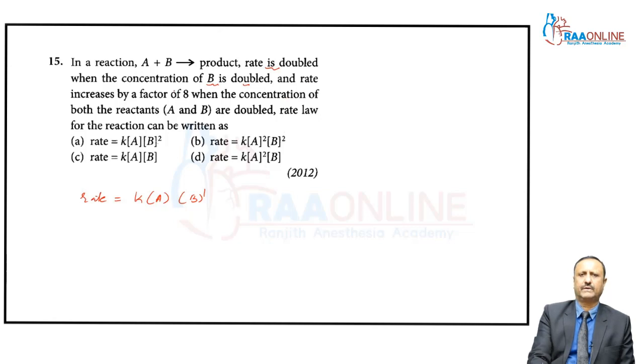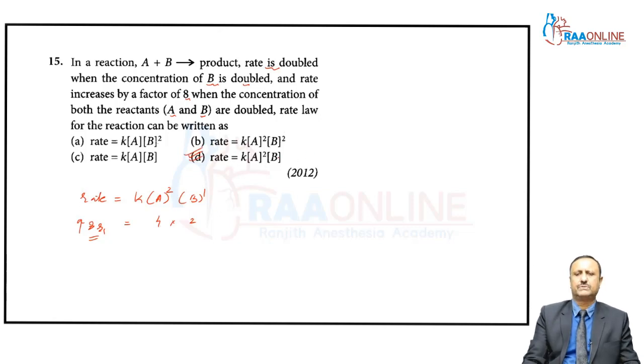The rate increases by a factor of 8 when the concentrations of both reactants A and B are doubled. It means, my dear students, one order is 1 and the other is 2. When it is doubled, rate is doubled, and here the rate is increased by 4 times. Then multiply, 4 twos are 8, means rate of reaction increases by 8 times. In this way you can calculate that rate is equal to K A to the power 2 and B to the power 1, and you can get the answer D.